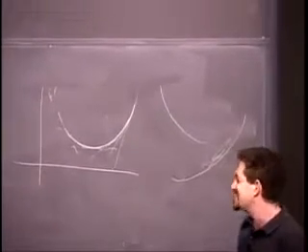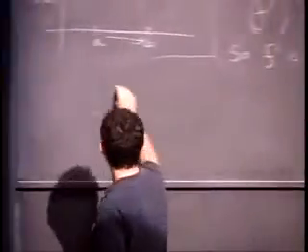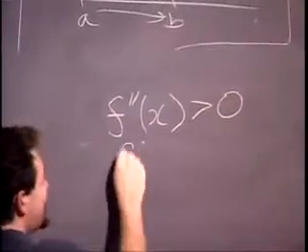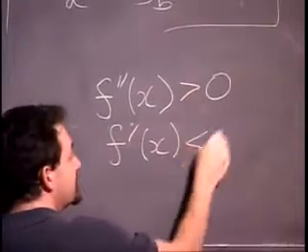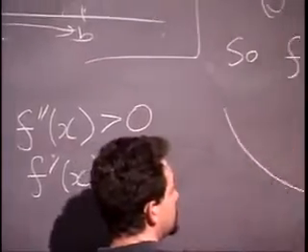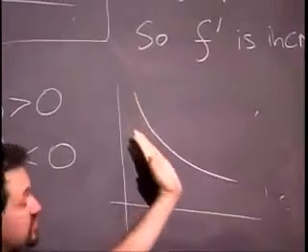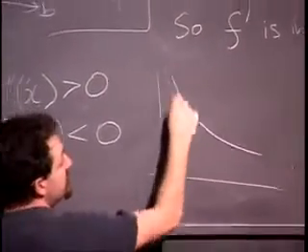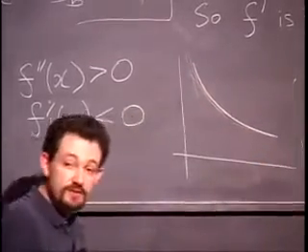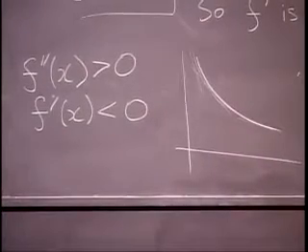I want you to understand that you can have f double prime of x being greater than 0, and f prime of x could be less than 0. That's possible. Here's what that looks like. The derivative is always less than 0. The function is decreasing. And yet the derivative is getting bigger. It's negative, less negative, less negative, less negative. It is getting bigger. The curve is concave up. So it is possible, yes.